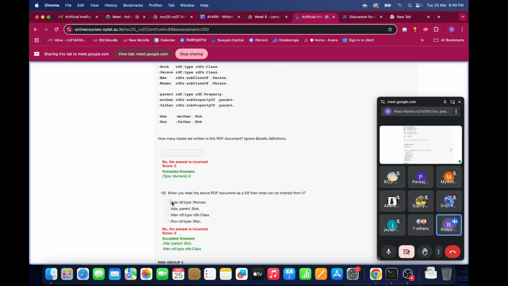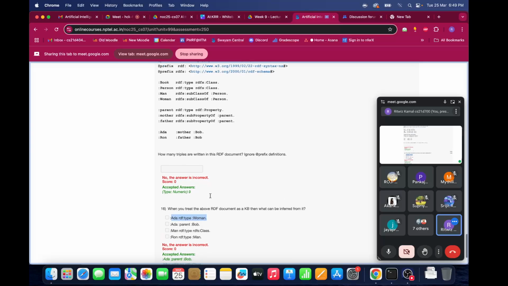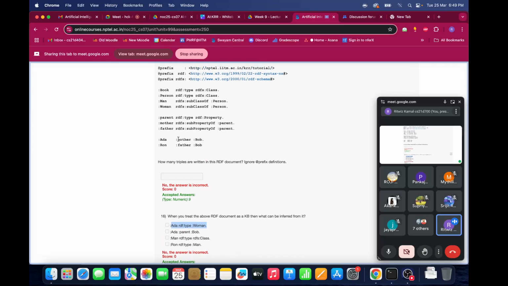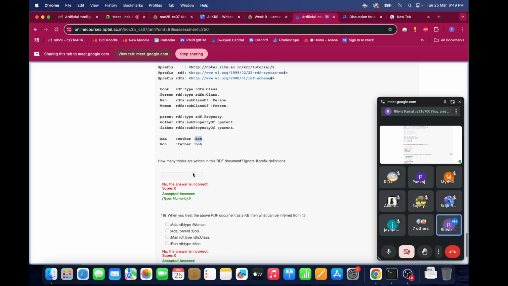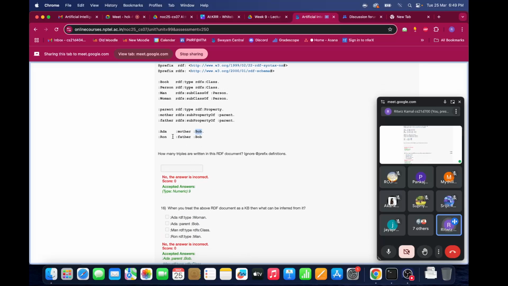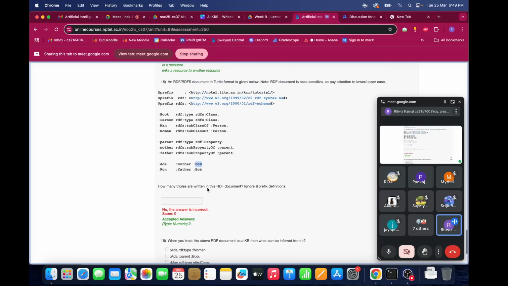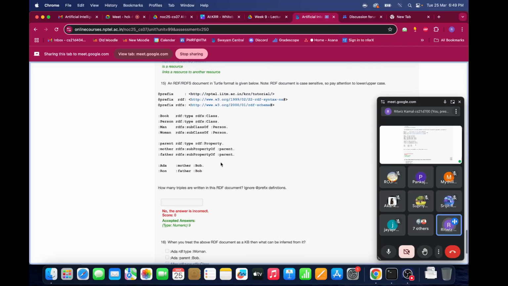So that makes sense. And man belonging to the type class, that is also true. But what I don't understand is why the first two options are not correct. This should be correct, right? Because mother connects a set of women to a set of people, and then the other way around for father as well? Is it because this is not specifically told to us?